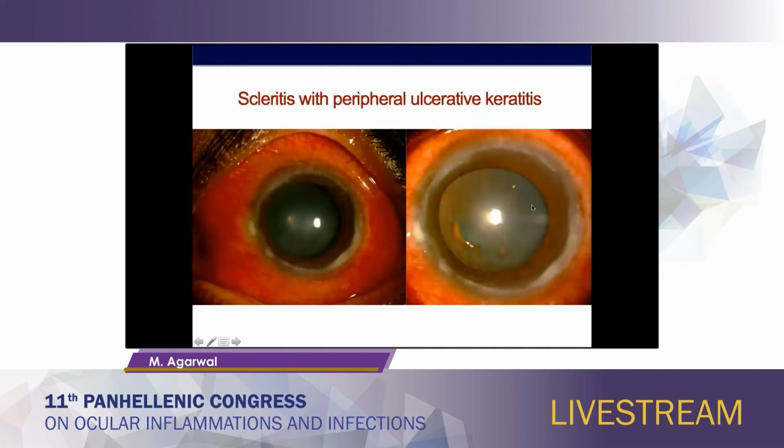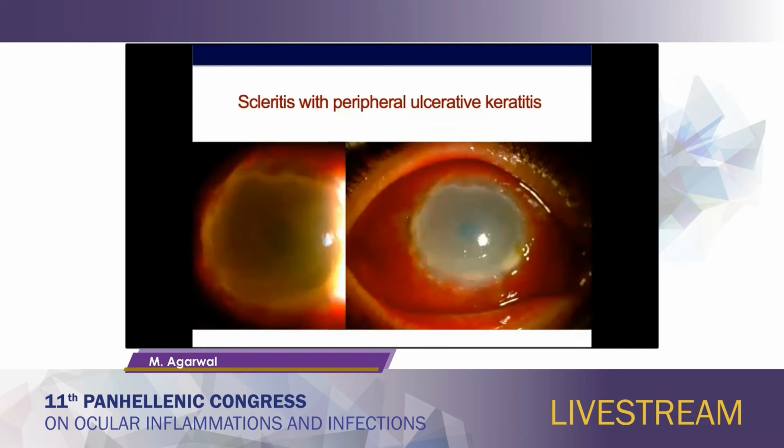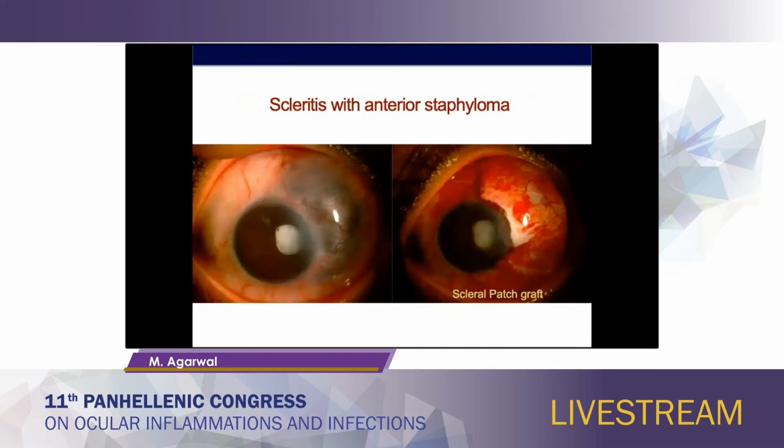Scleritis, when it involves the peripheral cornea, can present with peripheral ulcerative keratitis. Here's a patient with relapsing polychondritis with lesions involving the sclera and the adjacent cornea. Here's another patient with Wegener's granulomatosis with peripheral ulcerative keratitis.